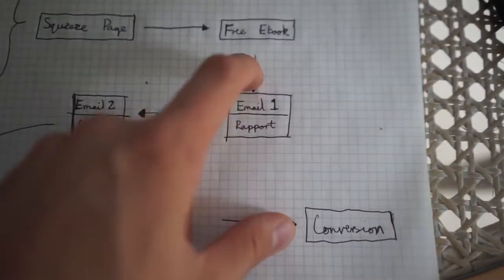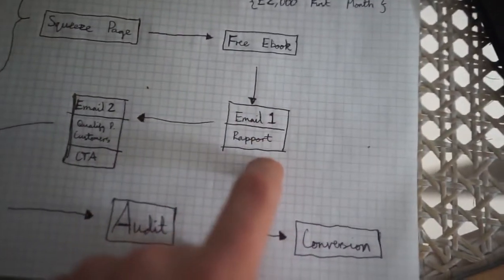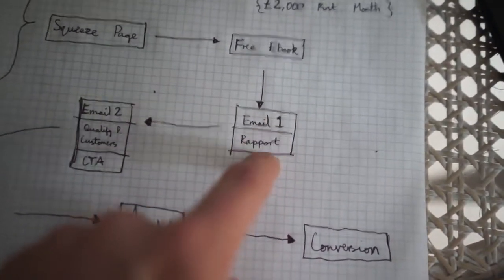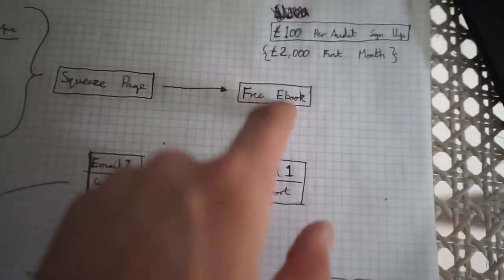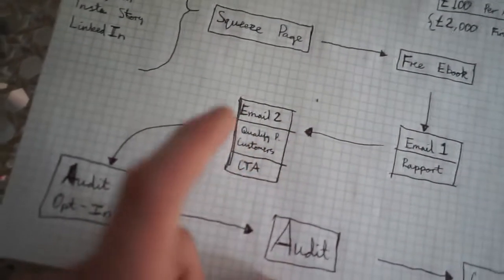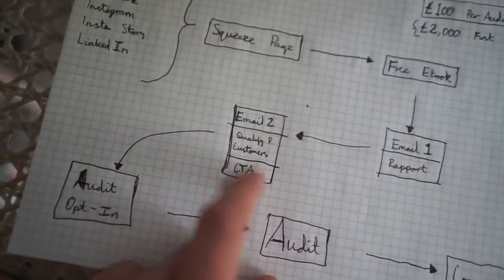Exactly a day after they get their free ebook, they get their first email, and once again, all of this is automated. The point of email 1 is to build rapport. 24 hours after email 1, and 48 hours after they get the free ebook, they get the second email, which is to qualify potential customers, as well as having a call to action.